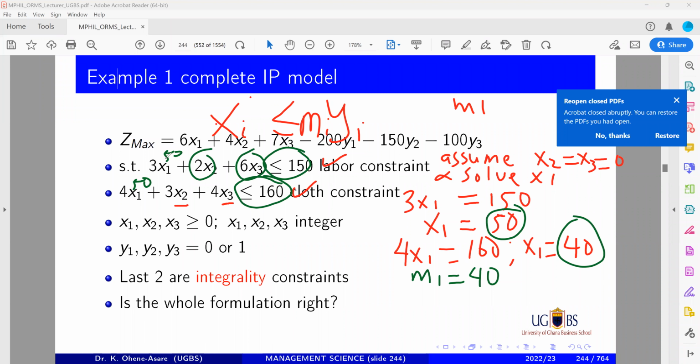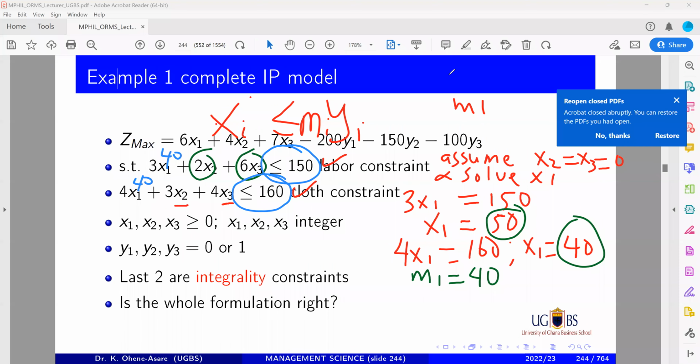If you take the 40 and drop the 40 for the first constraint, you get 3 times 40, which is 120. 120 is still below 150, so it satisfies the constraint. Now drop the 40 in the second constraint. That will give you 160. 160 is exactly equal to the 160 here, and so it satisfies the constraint. So because the 40 satisfies both constraints, that is why we select that. And that is the rule.